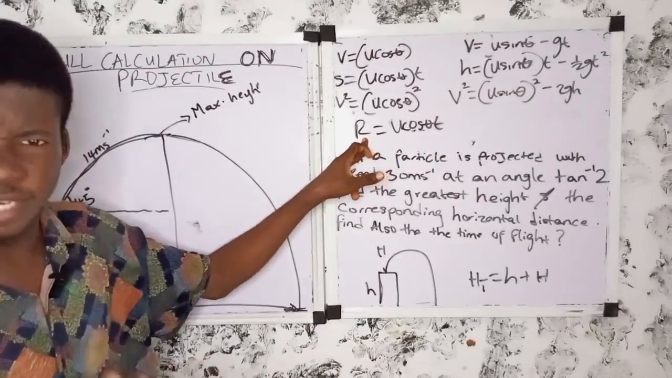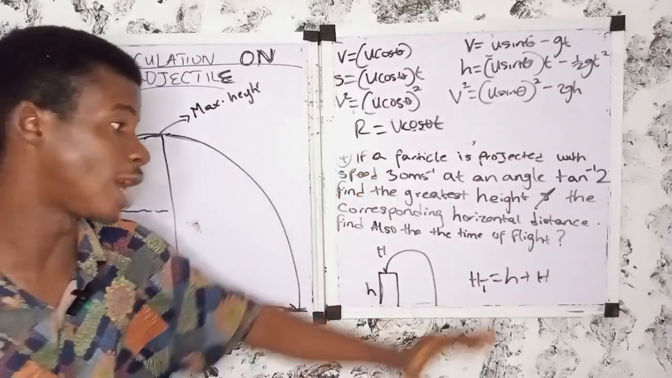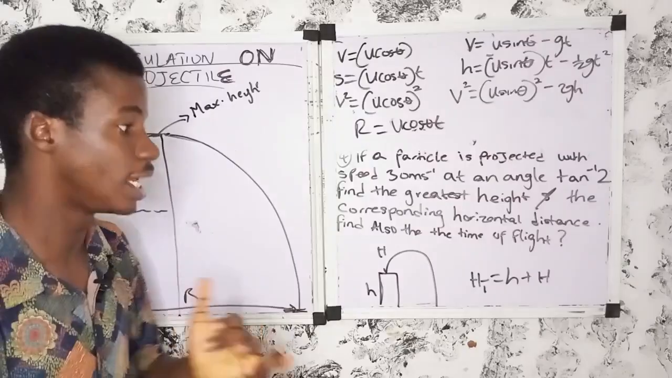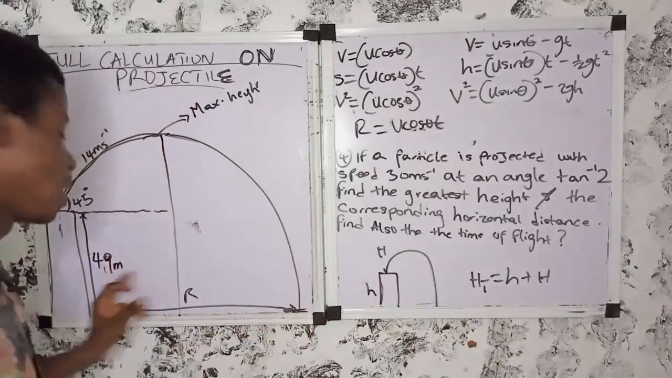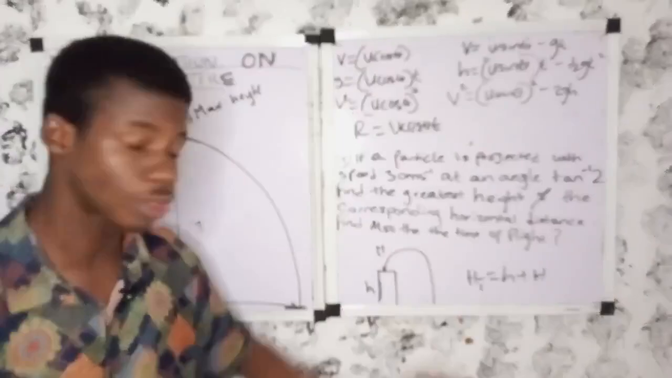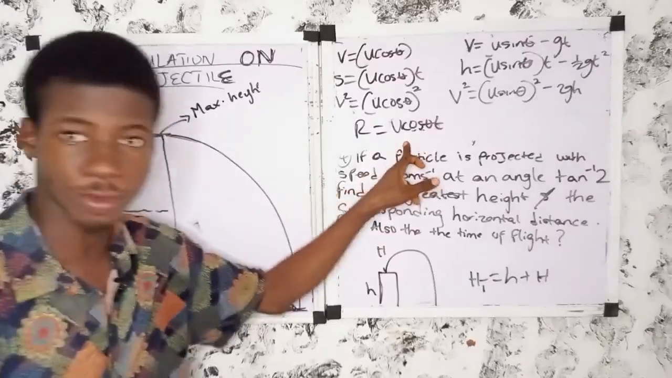They are telling us to look for the range. After that, how can we look for the total height or the maximum height? I've told you guys already that we have already gotten this one. We are going to look for this, then this one, then we sum it, and we have our total height. Then for the range, we are going to use this formula.